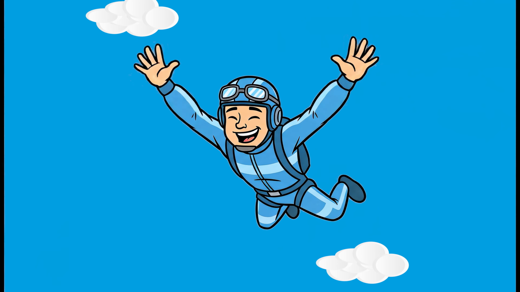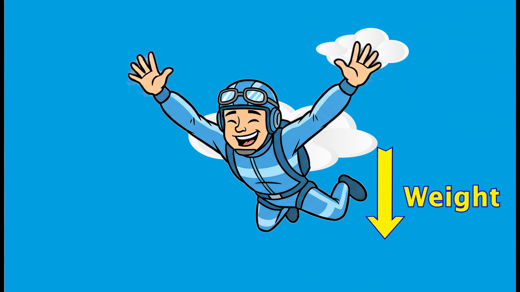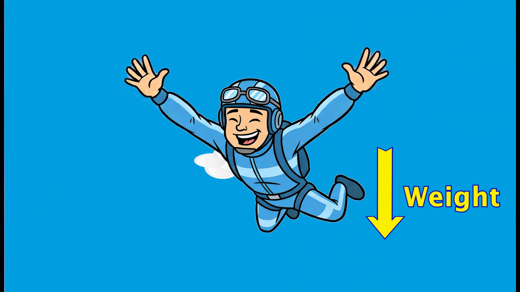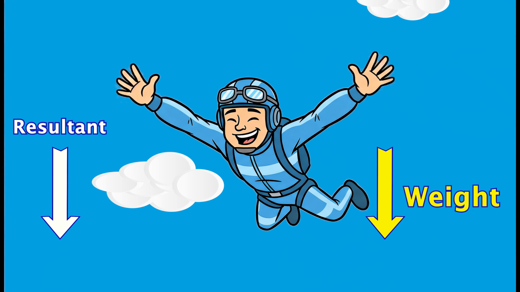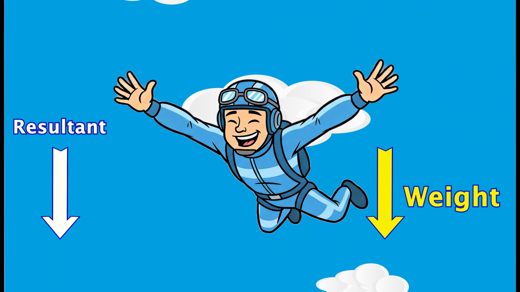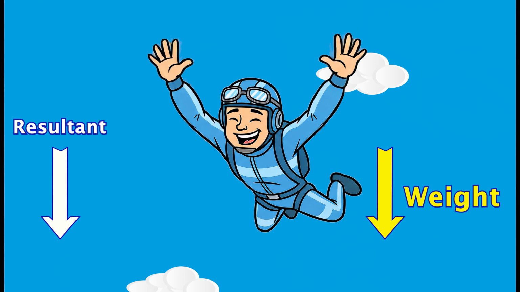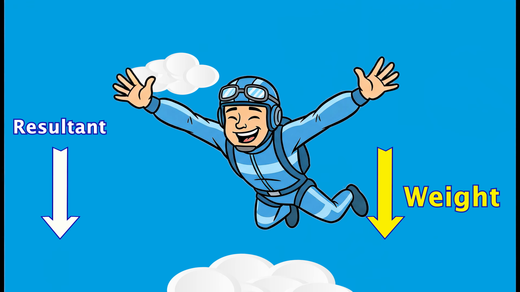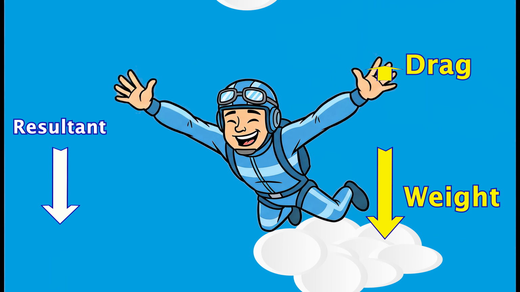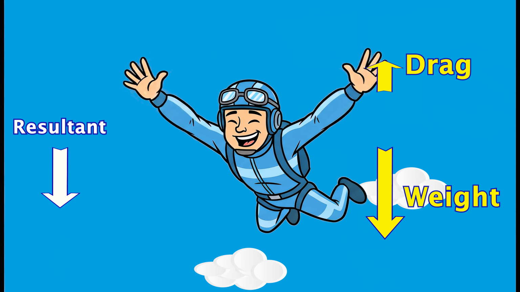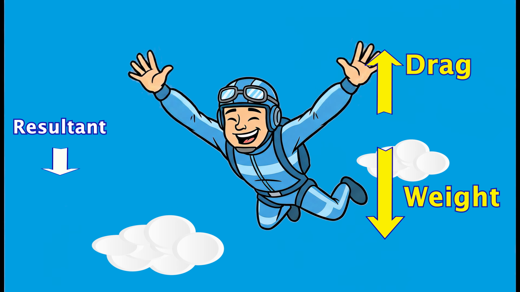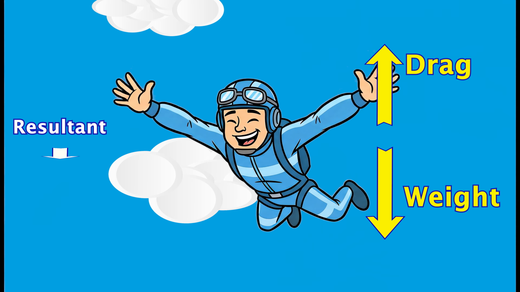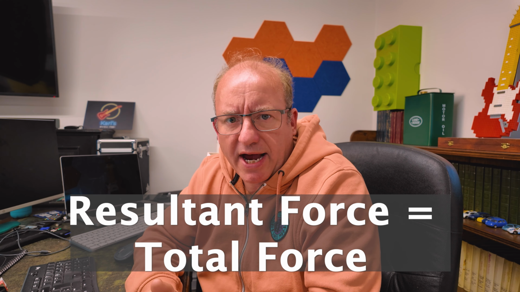When a skydiver jumps out of an aeroplane, the only force acting on them is their weight. Their weight is pulling them down, so the resultant force is downwards, and the skydiver accelerates downwards. As the skydiver accelerates downwards, their speed increases, and as their speed increases, their drag increases. Their drag in this case is air resistance. Now, as their air resistance increases, the resultant force will decrease because the air resistance is opposing the weight pulling them down. Remember, the resultant force is the total of all the forces acting.